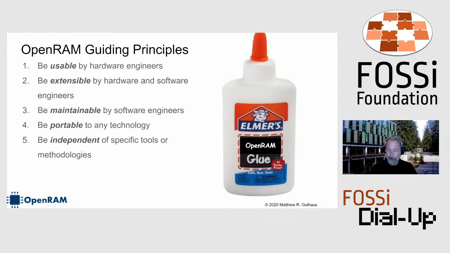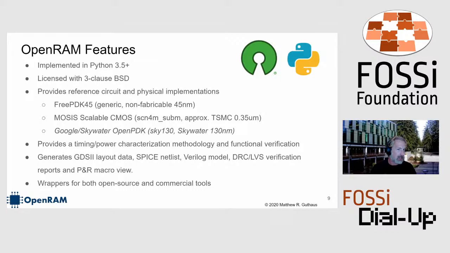Now, OpenRAM itself is under a BSD three-clause license. Some companies are a little shy of GPL and so on, so we keep it fairly liberal. Right now it has been released with two technologies: FreePDK45, which is a 45 nanometer non-fabricable technology, and MOSIS scalable CMOS, which used to be like a TSMC 0.35 micron, but TSMC stopped really supporting it. And this talk is about introducing the SkyWater 130 nanometer support for OpenRAM.